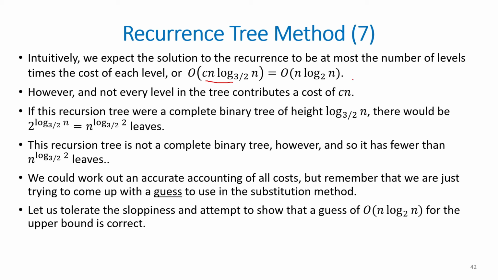In a complete binary tree, where the subproblems at each level have the same size, we would have exactly n^(log base 3 of 2) leaves. But in this case, since the binary tree is not complete and balanced, we would have fewer leaves than that of the complete tree. We relax the calculation of the cost here to facilitate our analysis. Or as they say, we tolerate the sloppiness in the calculation of the cost and go with big O n log n as our guess for the solution of this recurrence equation.